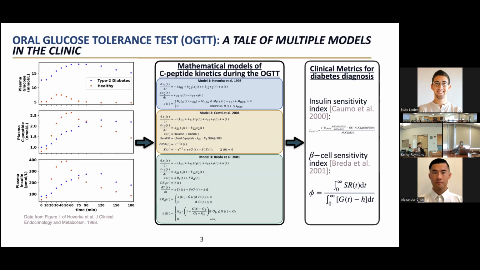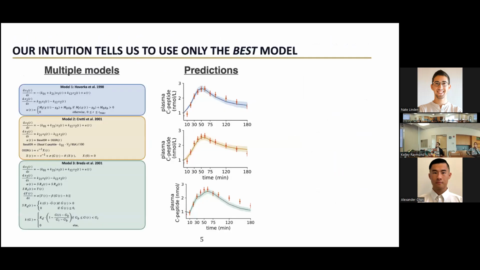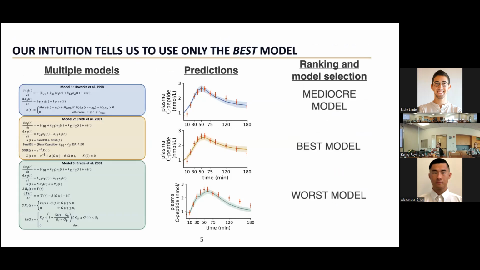The problem is we have multiple models, we don't know which is the right one, and we want a way to reconcile all of the predictions from the multiple models at the same time. That way we're not biasing our assessment of the patient on one specific model formulation. Our intuition will tell us, okay, let's figure out a way to pick the single best model, and we'll run with that. So we can have predictions, and then we could do some sort of ranking and model selection to rank the models and get our best model, our worst model, and a mediocre model.